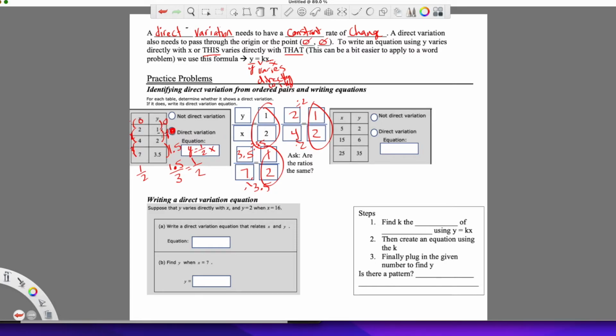So half of 2 is 1. Half of 4 is 2. Half of 7 is 3.5. So that's that idea there. All right, let's look at this next one.